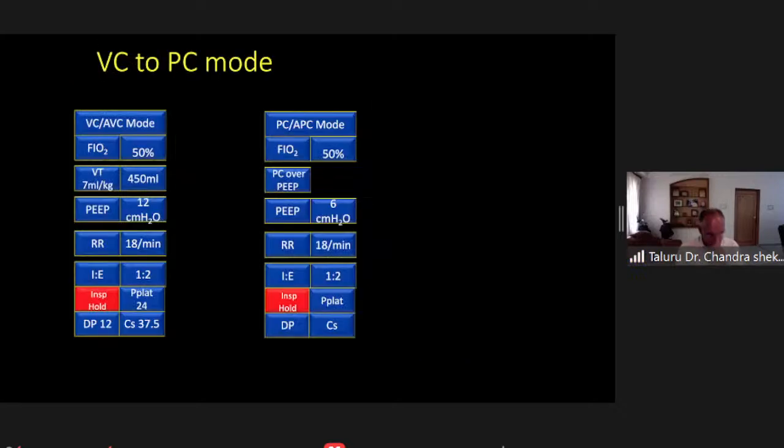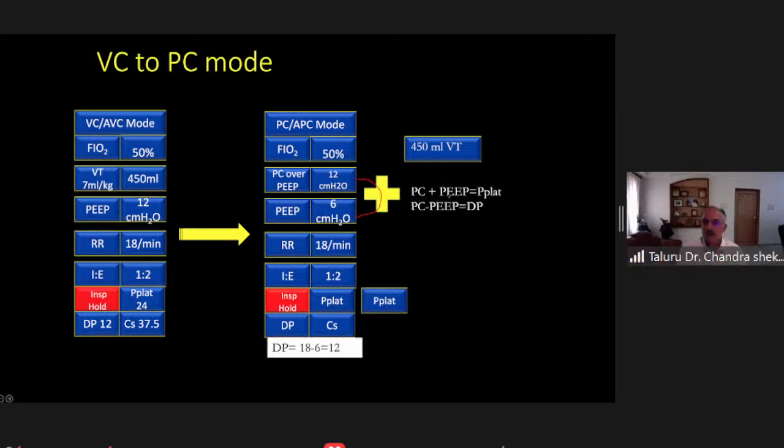In a pressure controlled mode, if somebody feels that pressure controlled mode has a better flow pattern and uses it, it is not very difficult. The pressure control level plus PEEP is equal to your P-plat, and your pressure control minus your PEEP will be your driving pressure. So this is easy to do. Whenever you look at your pressure control and your PEEP, you get the P-plat. And when you subtract, you get the driving pressure. That's not very difficult at all.